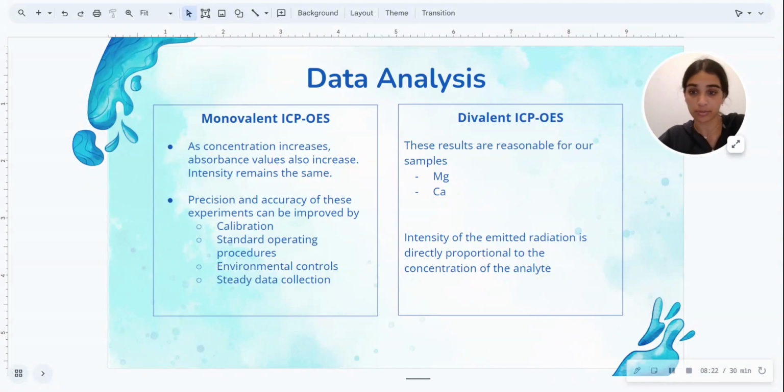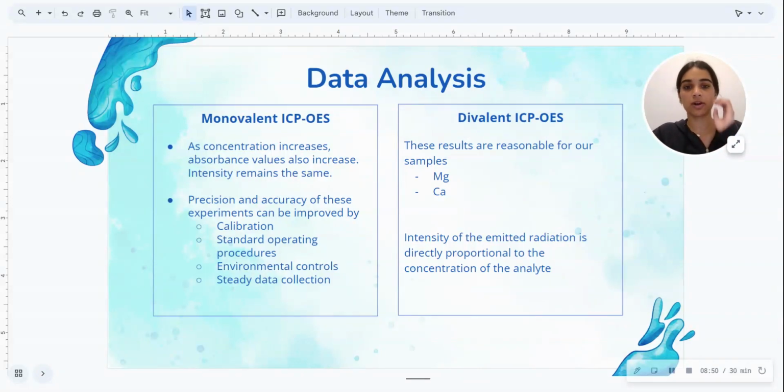And the way that we could improve the precision and accuracy of these experiments would go into calibration of the equipment that we're using, standard operating procedures to make sure that we're taking things at correct time intervals. So that goes into steady data collection, because we have to make sure that everything is happening consistently. And then also environmental controls to make sure that everything that we're testing is in the same temperature, same humidity, and everything is just stable.